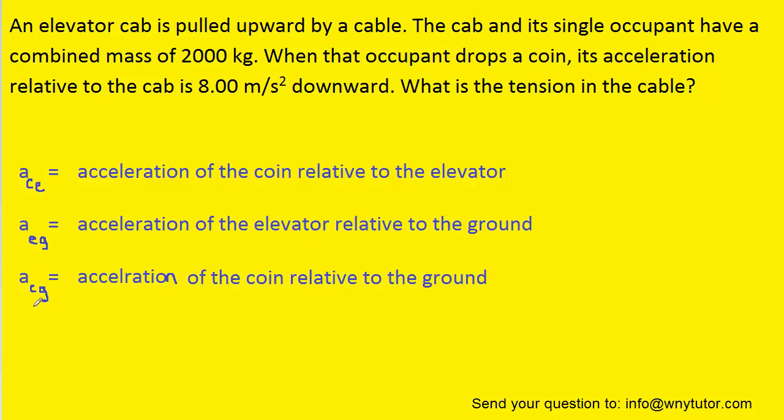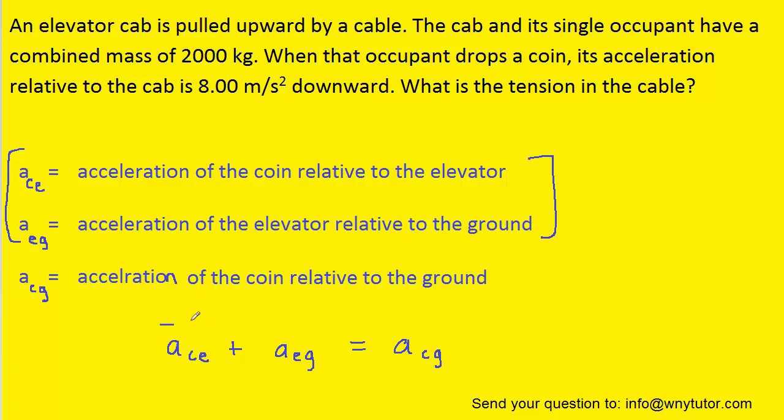And it turns out that these accelerations are related according to the following equation. In essence, the sum of the first two accelerations will equal the third acceleration. Now, two of these values are actually known. The question states that when the occupant drops the coin, its acceleration relative to the cab is 8 meters per second squared downward. So that value would correspond to A sub CE.